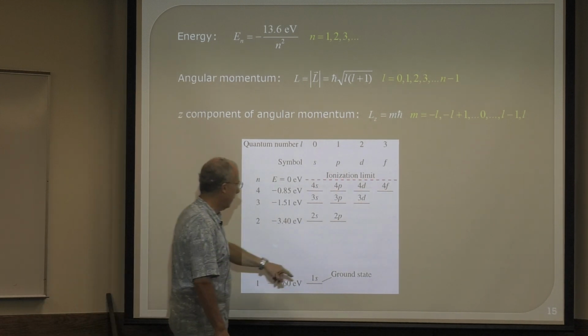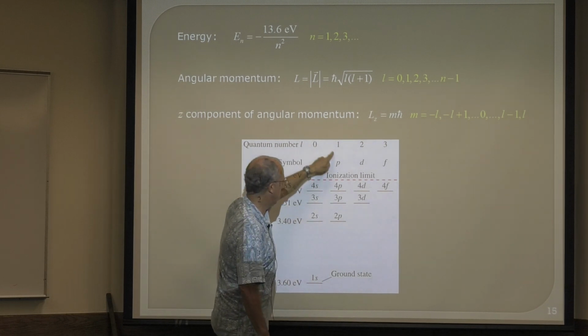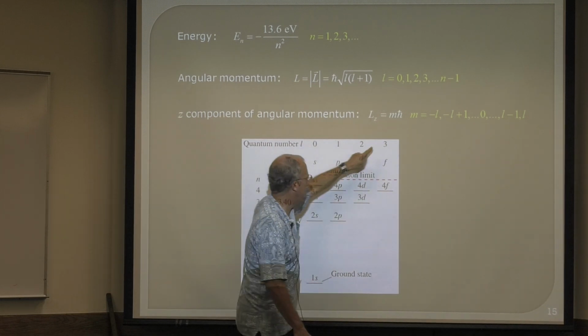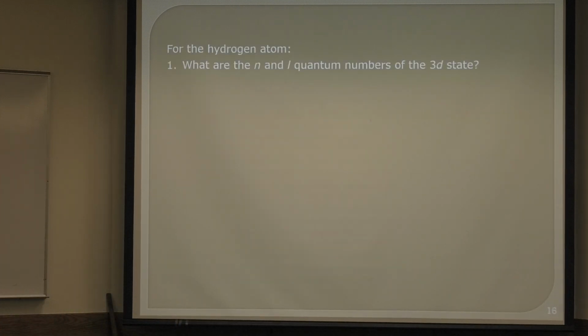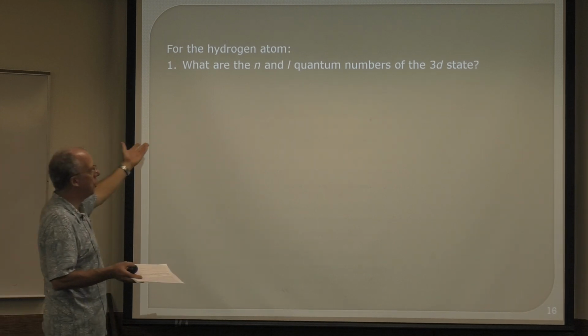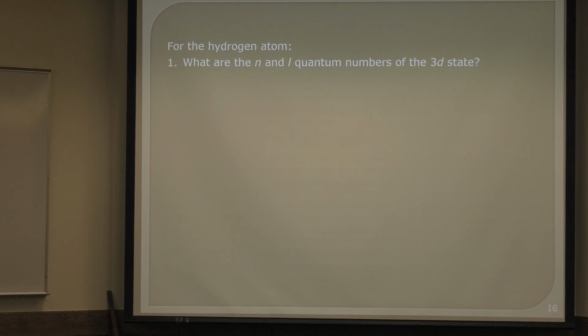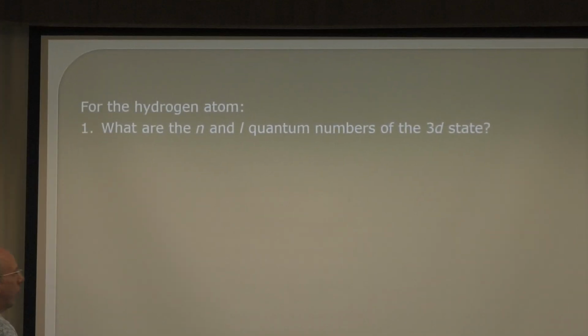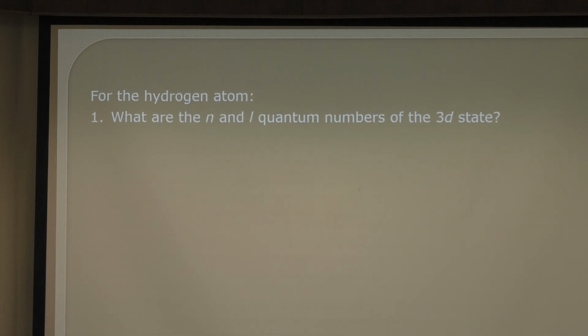And you can see the L0 is the S, L1, P, L2, D, L3, F. Okay, so let's do it. Let's say we're considering the 3D state. So what is n, the principal quantum number, and what is L? Well, this is always the principal quantum number. So n is 3.